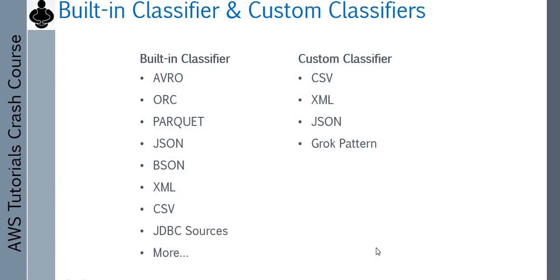Now, there are many built-in classifiers, and a few popular ones I listed here, like Avro, ORC, Parquet, JSON, or JDBC data source based classifiers. These are the built-in classifiers which you don't need to worry about. Your crawler will automatically use them. But if you want to create a custom classifier, you can create one for CSV, XML, JSON, or you can use a very generic classifier like a grok pattern.